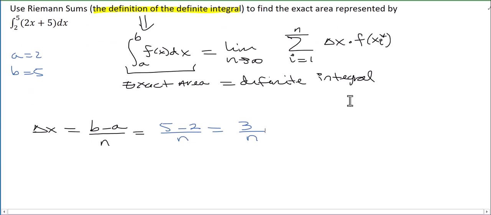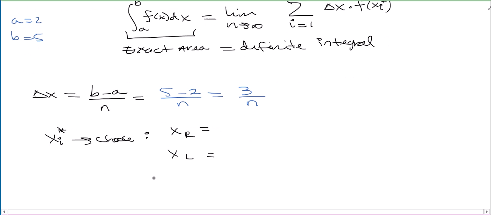And then our x i star is not specified. We're not told to use the left endpoint, the right endpoint, or the midpoint. So here you can choose which one you use. So you have the option. And so remember, the right endpoint, how do you find the right endpoint? And then how about the left endpoint, and what about the midpoint?